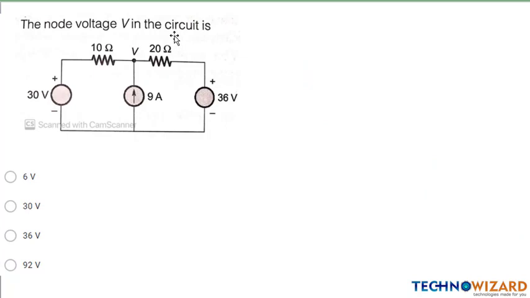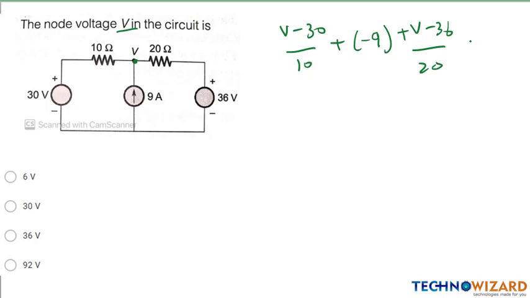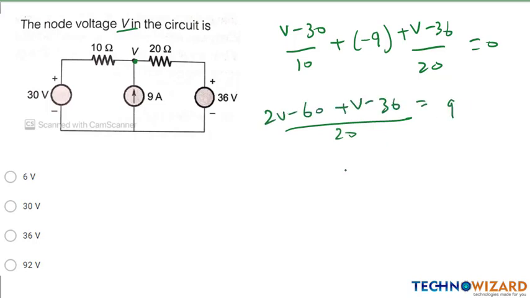Now, question number 4, the node voltage. We have to find this node voltage. Simply, now we are applying nodal. (V minus 30) upon 10 minus 9 plus (V minus 36) upon 20 is equal to 0. I am taking 9 on the RHS side. Now I am taking LCM here. This will be equal to 2V minus 60 plus V minus 36 is equal to 9.